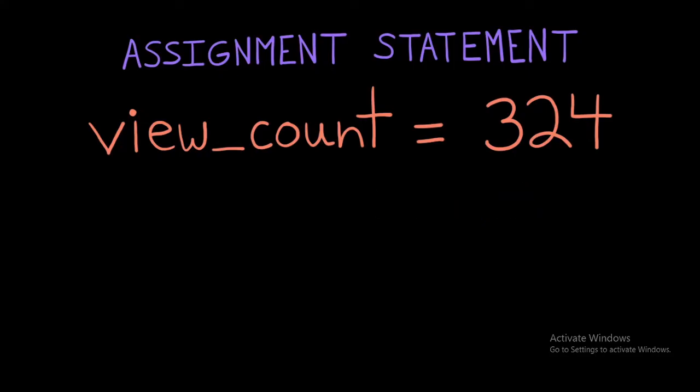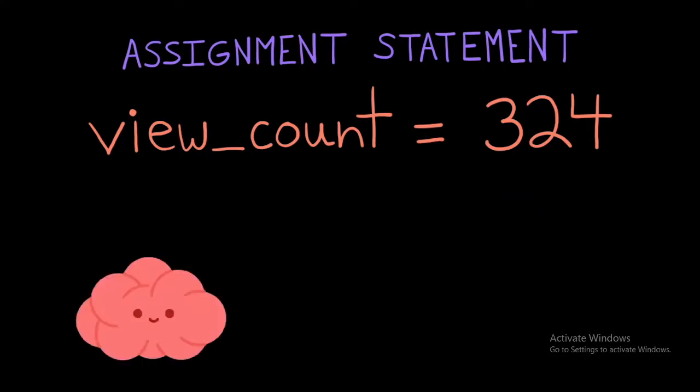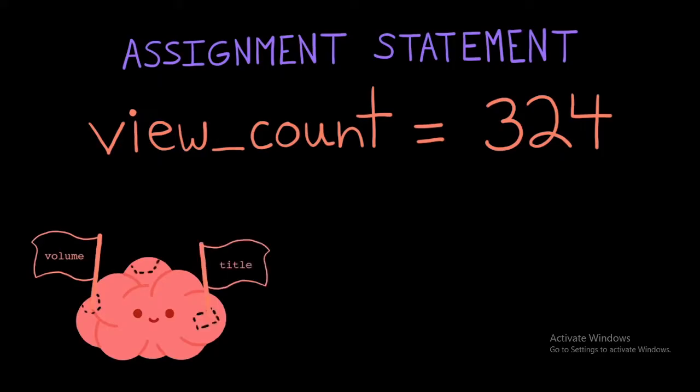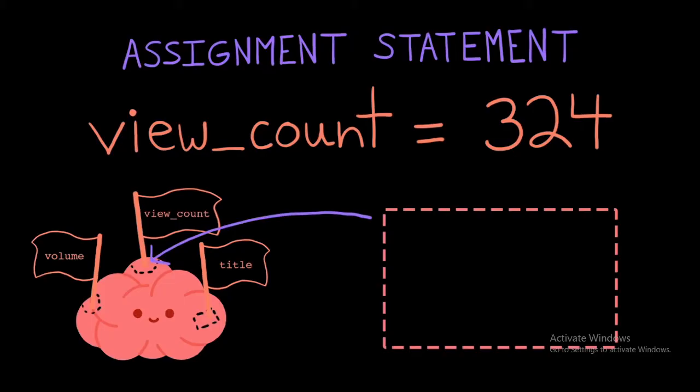When the computer executes this instruction, it'll go off to its short-term memory and look for a label with the name view count. If it doesn't find one, it'll set aside or allocate a new chunk of its memory, and then label that location with the name view count. Finally, it'll store the value on the right-hand side of the assignment operator in that location.